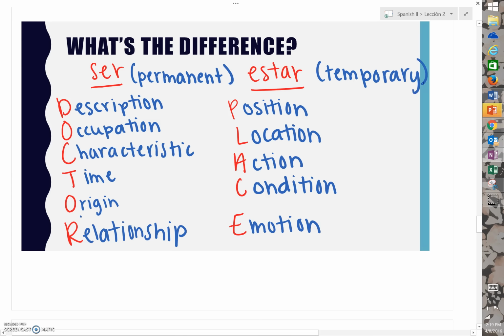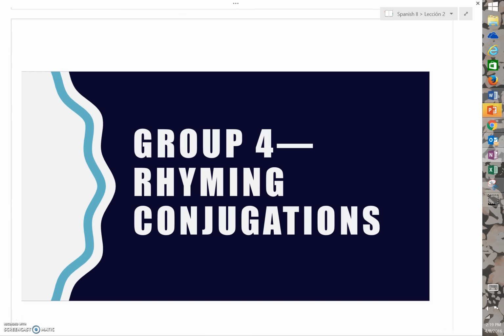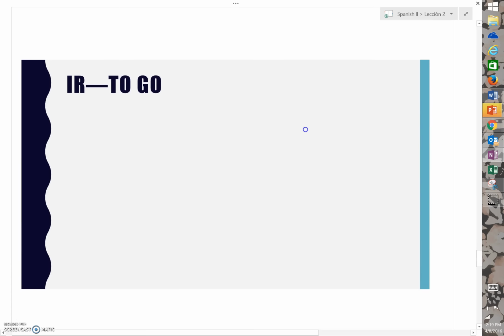Now that we've talked about ser and estar, which is a review from Spanish 1 and the beginning of the year, we're going to move on to our next group of irregular verbs of the present tense. And this is group 4. As you see, we're not going to go in order of our packet. We're going to jump around a little bit. Group 4 only has 2 verbs in it. And these verbs, their conjugations rhyme. So, let's review what they are real quick.